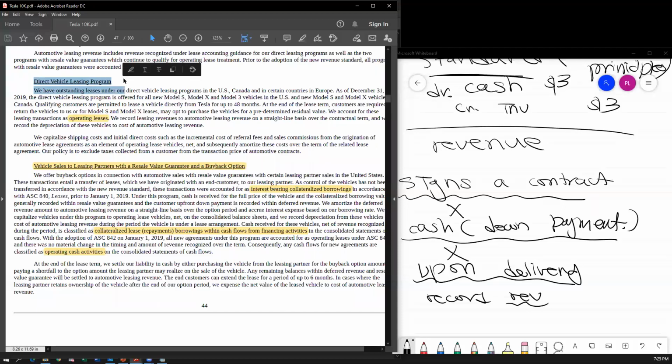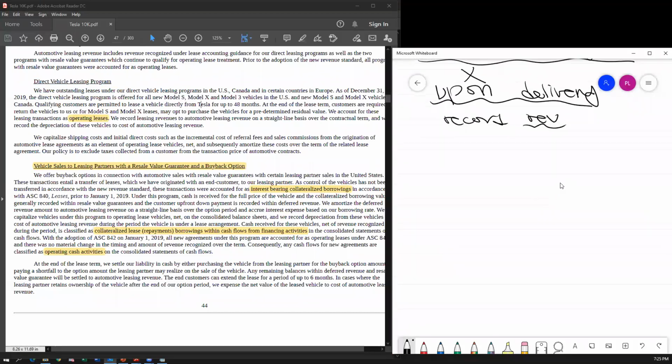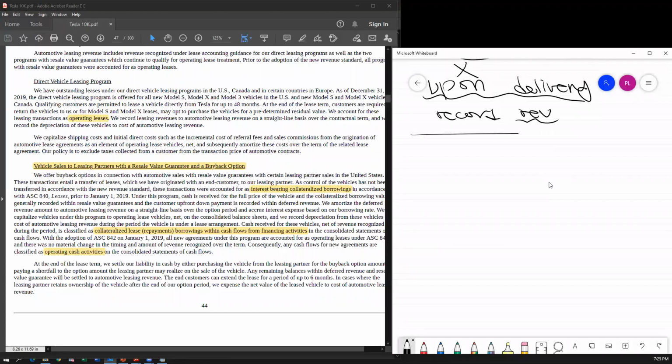So, vehicle sales to leasing partners. Let me just use some real world examples. I do not know how many people have leased a car before. So let's say you go to Mercedes. I think this is how the Mercedes emblem looks like. Okay, let me just change that. Mercedes. To lease a car, for example, a GLE, okay, for $55,000.